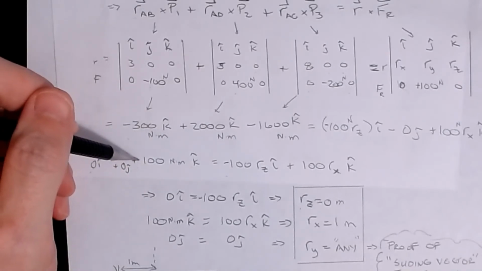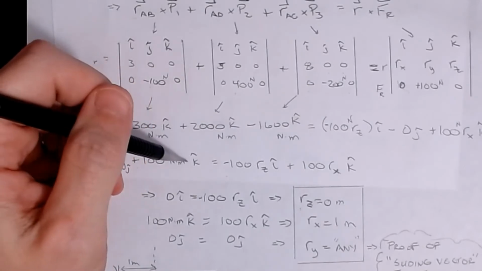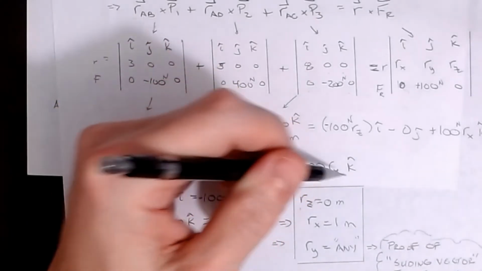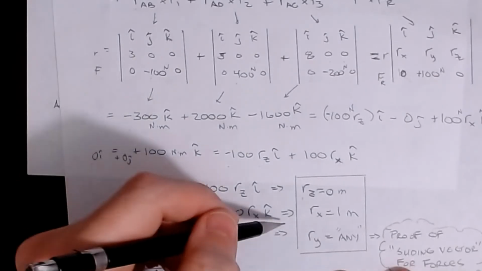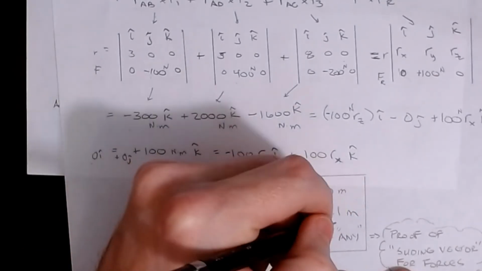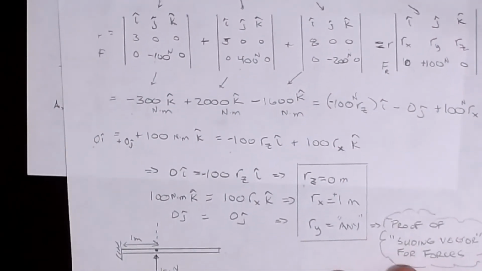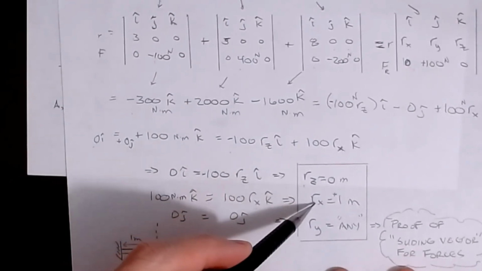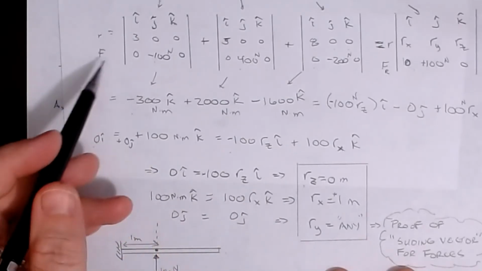Okay, the next one, let's skip over to K. We've got plus 100 Newton meters K equal to 100 RXK. If we look at that, in order for that expression to be true, Rx has to be equal to 1 meter, a positive 1 meter. So now I know where the x coordinate has to be. It's 1 meter to the right of A, because that's where I measured my r vector from.